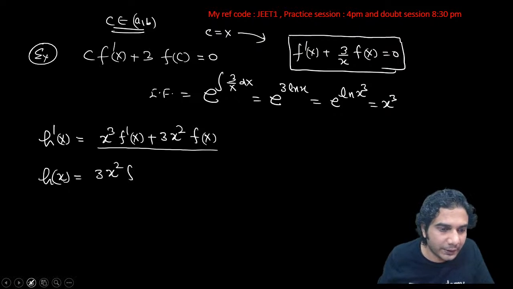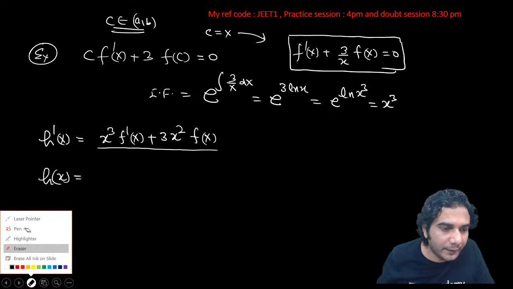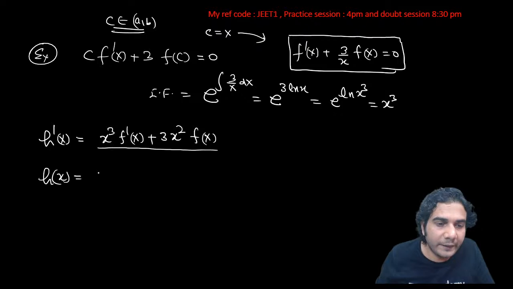No, sorry. You need to write the antiderivative. This is already the derivative. You need to write the antiderivative. So whose antiderivative is this? x cube into f of x. So this is your h(x). Now we have got the h(x).